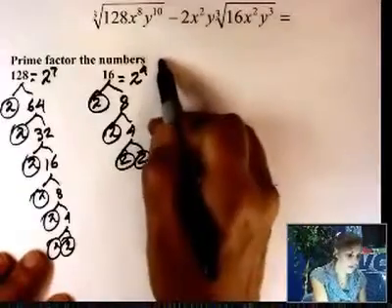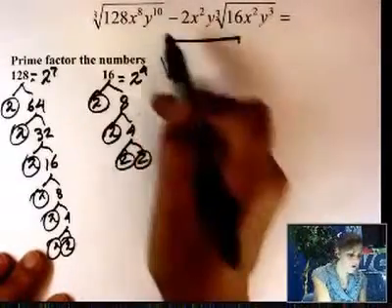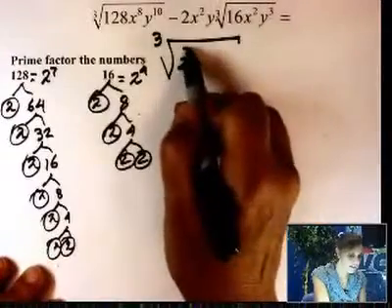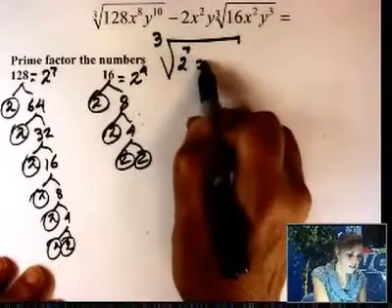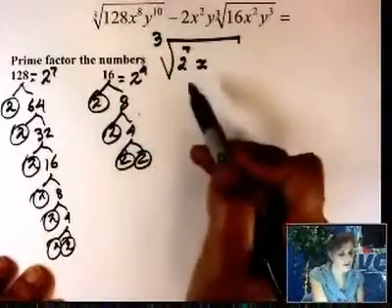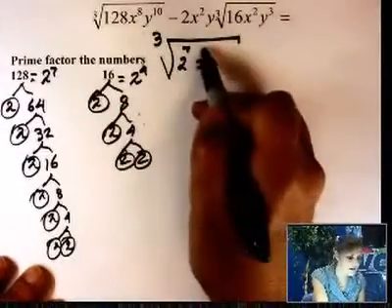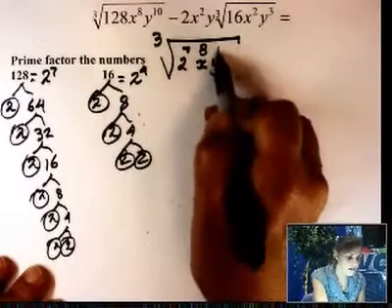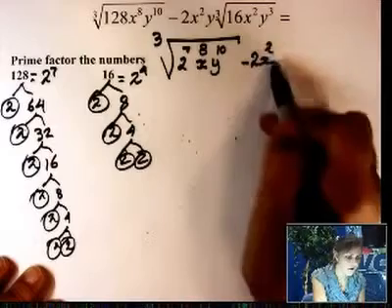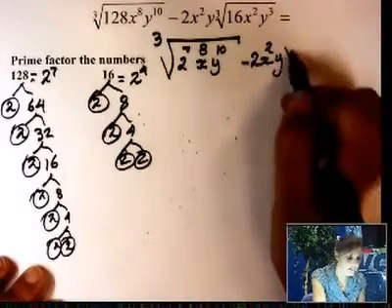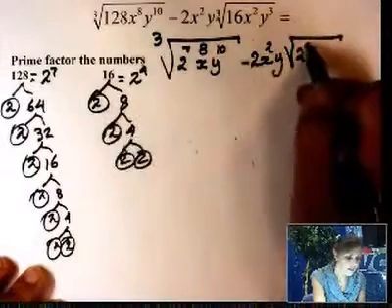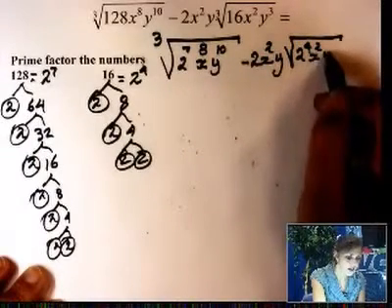I will write the first one. Cube root of 128 is 2 to the 7th x. Now, since this is 3, let's start doing those. Or maybe just leave it alone right now. y to the 10th minus 2x squared y. And now you have 2 to the 4th x squared y cubed.